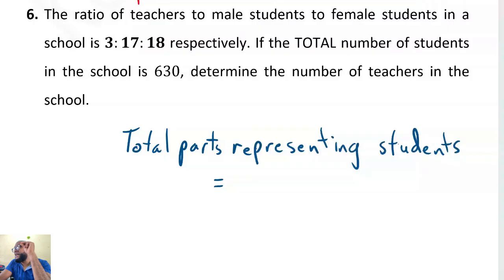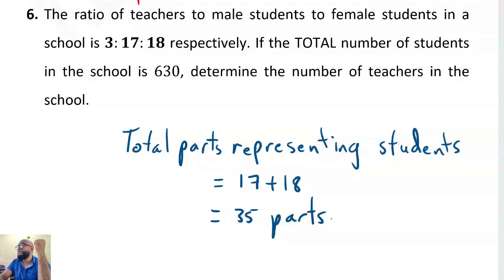How many parts represent male students again? How many parts represent female students? So how much is the total amount of parts representing students in general? 17 for male, 18 for female. So how much is the total? What do we have to do? Add. Excellent. So the total will be 17 representing male plus 18 representing female, which gives 35 parts. So 35 parts represent the students in the school.